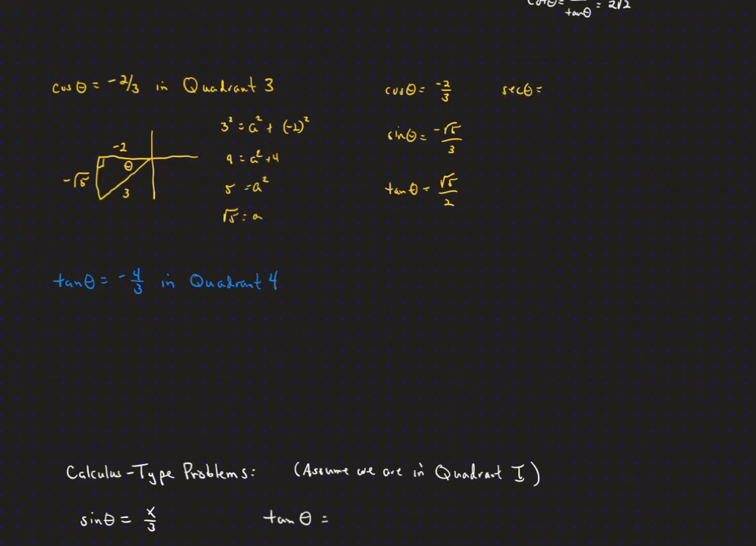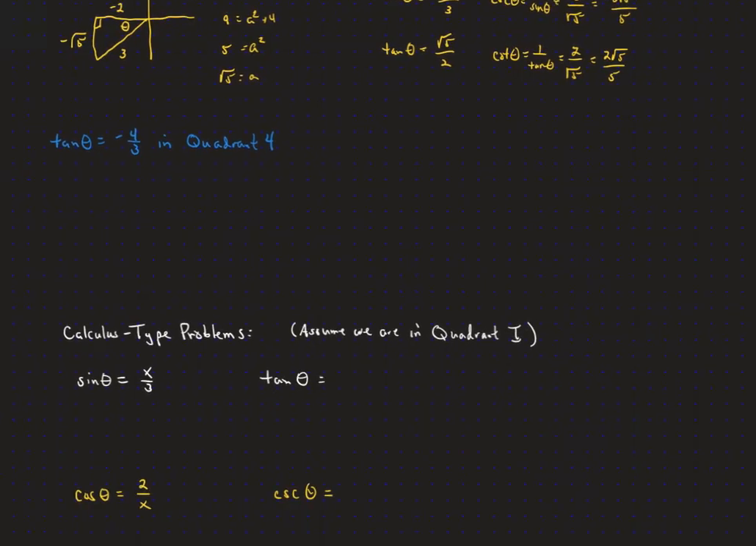So the secant of theta is the reciprocal of cosine, so that's going to be -3/2. The cosecant of theta is the reciprocal of sine, so that's going to be -3 over square root of 5. We're going to have to rationalize that and call that -3 square root of 5 over 5. The cotangent of theta is the reciprocal of tangent, and so that's going to be 2 over square root of 5, and we'll rationalize that as well to get 2 square root of 5 over 5.